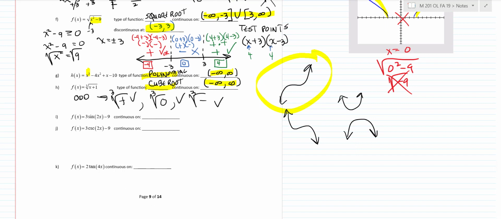Okay, so let's see. Now we're dealing with trig functions, okay? Well, this one's easy. It's a sine. No matter what happens on this, if you have period changes, phase shifts, whatever, the sine is still always going to look like that. So that's automatically continuous on all real numbers. And you could graph it in your graphing calculator, just make sure that you're in radian mode when you do that.